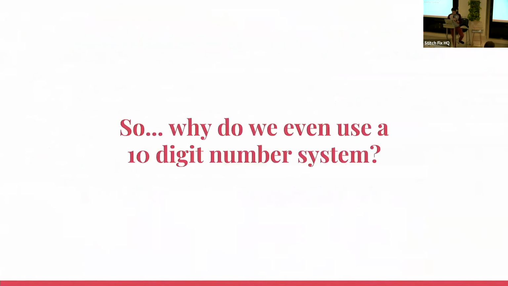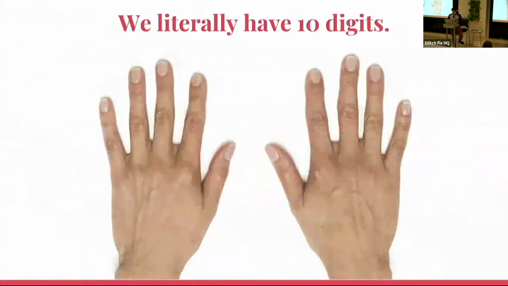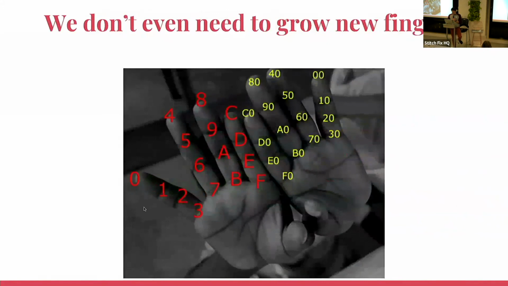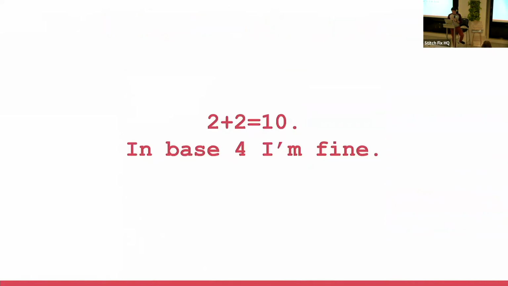Yes, exactly. So why do we even use a 10-digit number system? Well, it turns out we actually have 10 digits right in front of ourselves. And that's literally where the term digit came from. So wouldn't it be cool if we had 16 fingers? Well, we actually don't need to grow new fingers if you use the wrinkles between your joints and count through to 16. So back to the original joke, 2 + 2 = 10.